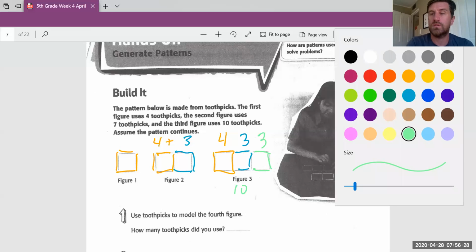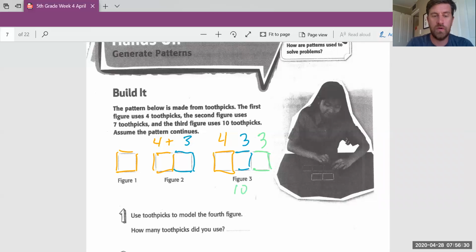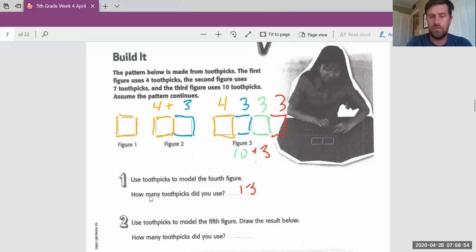Now comes the part where they really get into the fun. If I model the fourth figure, so I'm going to add a fourth square to it, how many toothpicks did you use? How many toothpicks are we going to use to put a fourth square on? We use 1, 2, 3 again. If I add the 3 to the 10, I end up with 13.